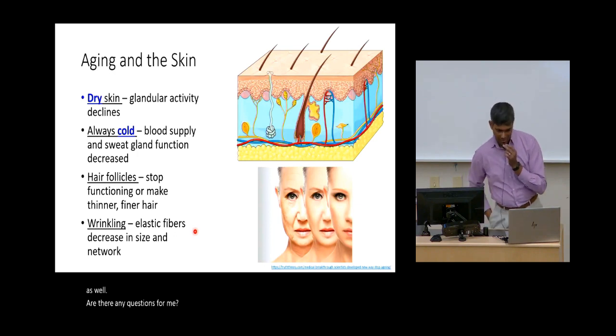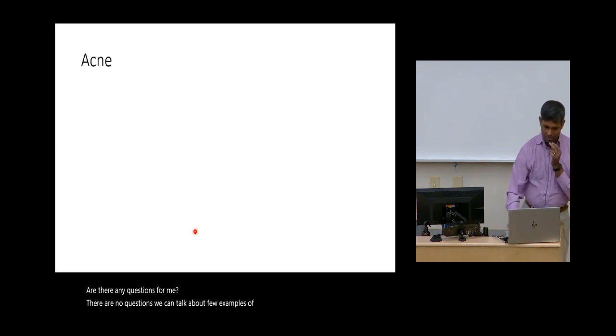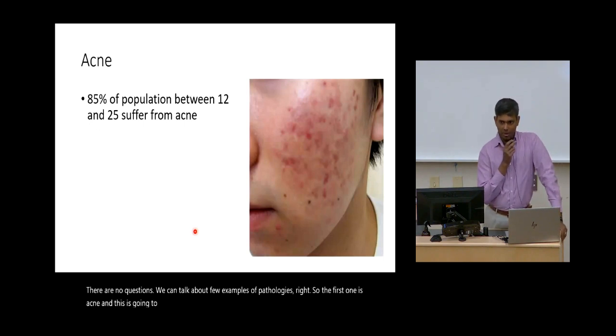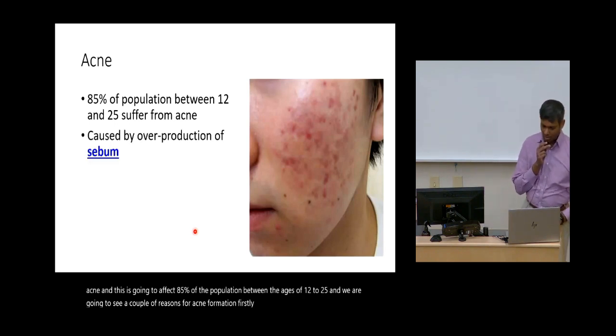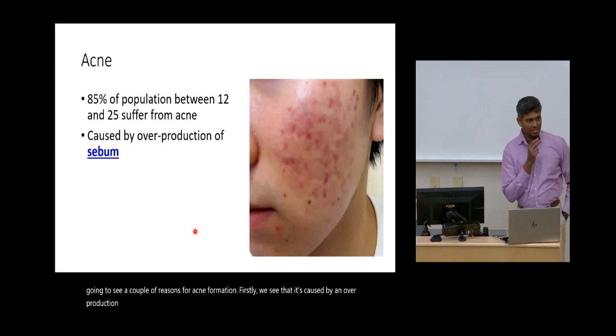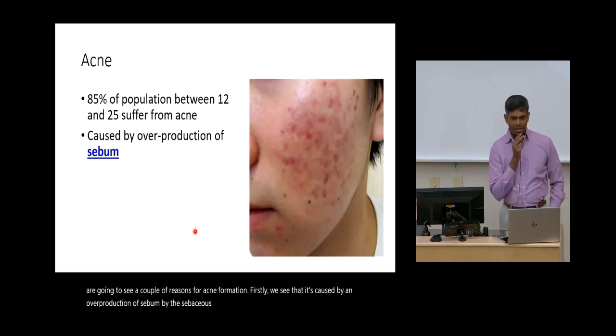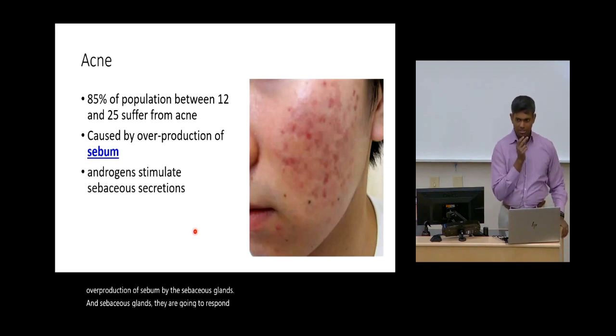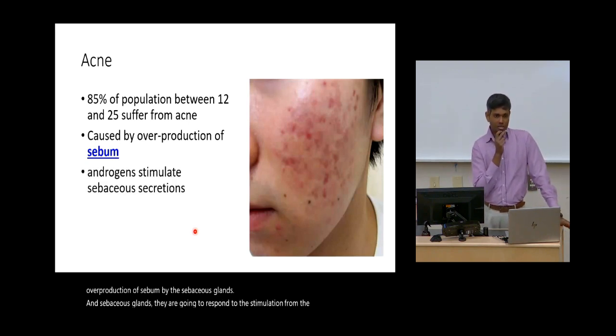Alright, if there are no questions, we can talk about a few examples of pathologies, right? So the first one is acne, and this is going to affect 85% of the population between the ages of 12 to 25. And we are going to see a couple of reasons for acne formation, right? Firstly, we see that it's caused by an overproduction of sebum by the sebaceous glands.